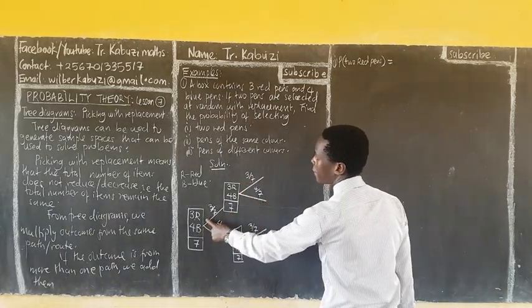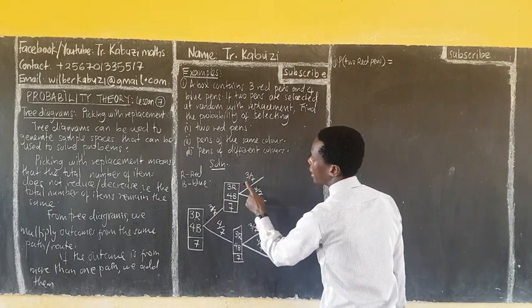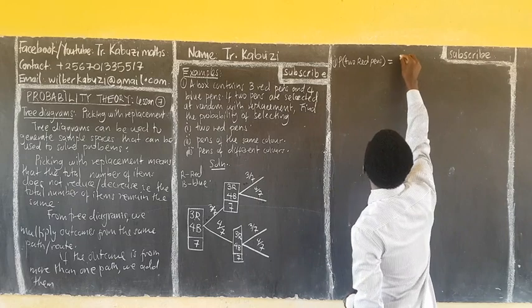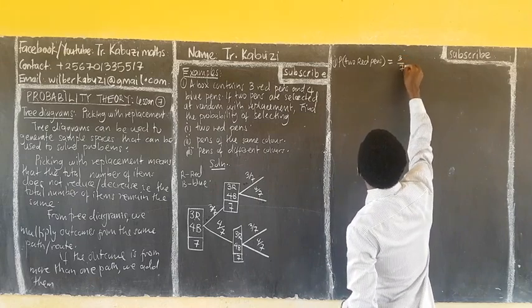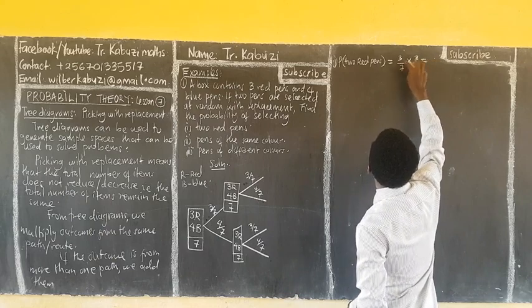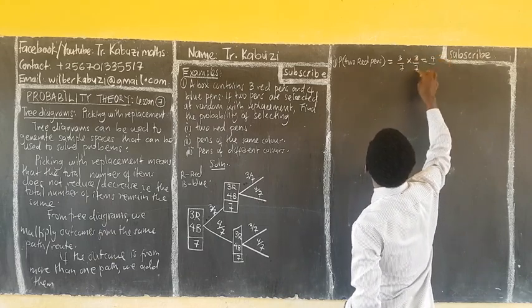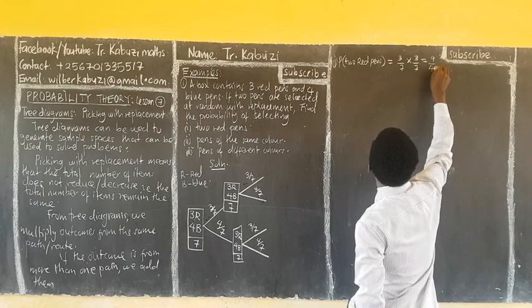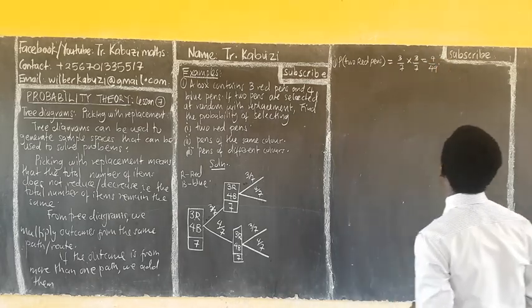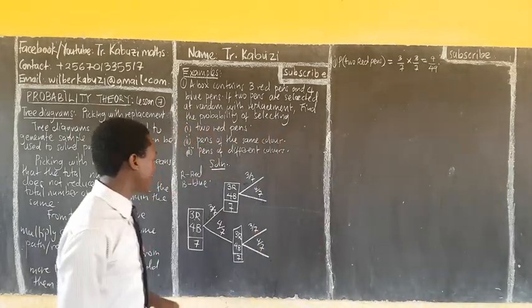This is the red the first time, then this one is also red the second time. So this is the first red, this is the second red. So it's going to be 3 over 7 times 3 over 7, which is going to be 9 over 49. And that is the case we have there. And so we can reduce that.